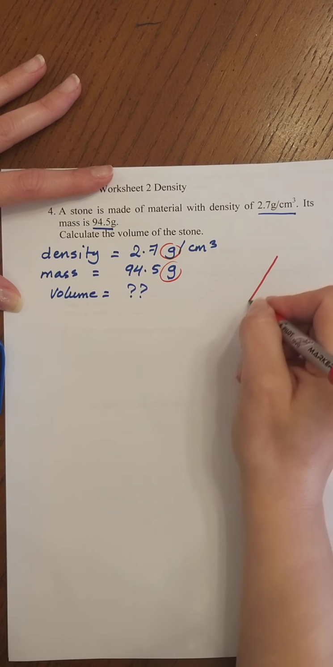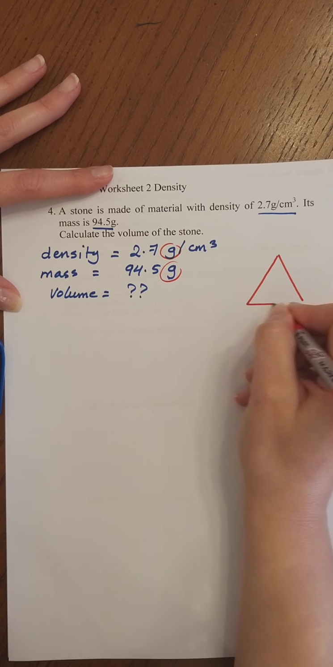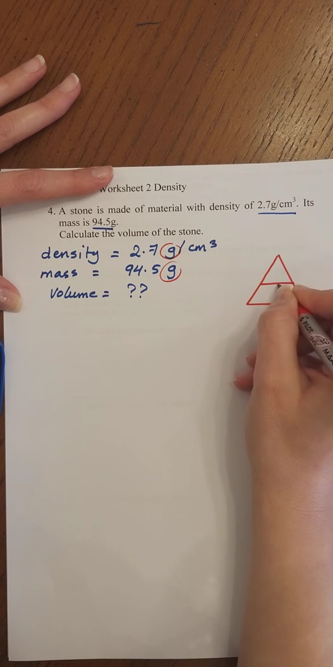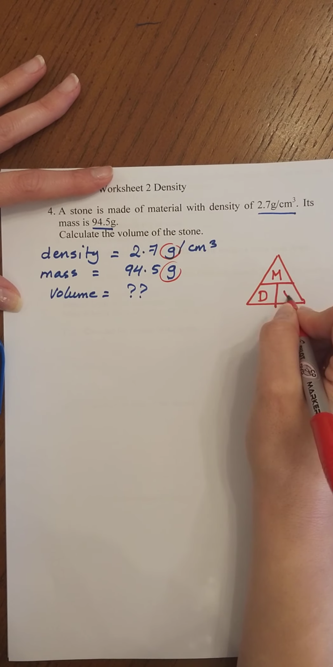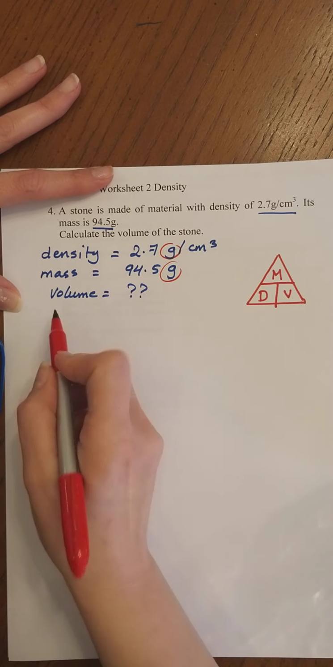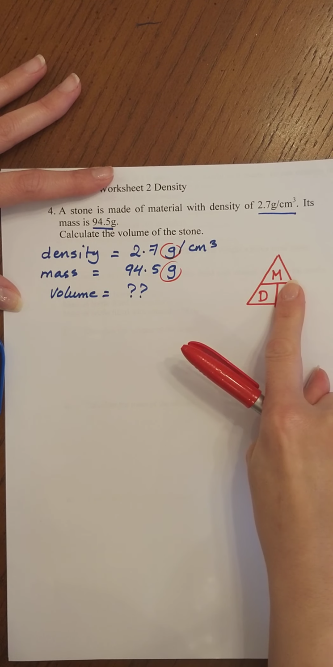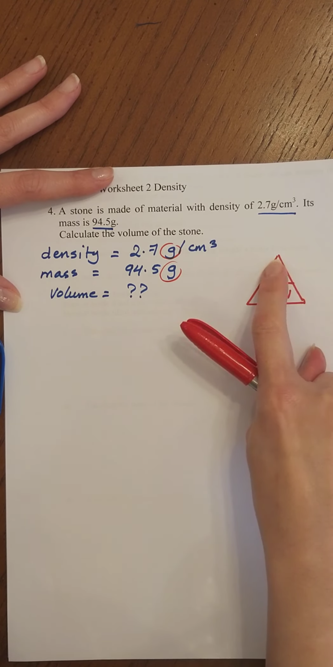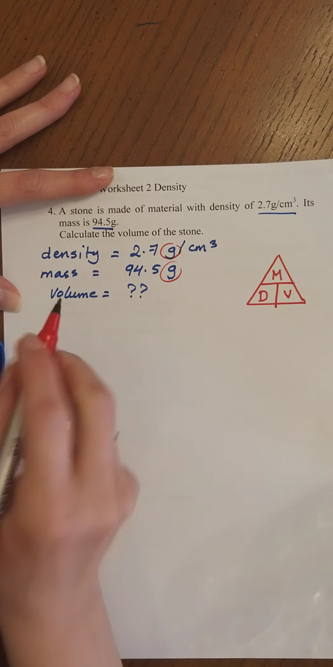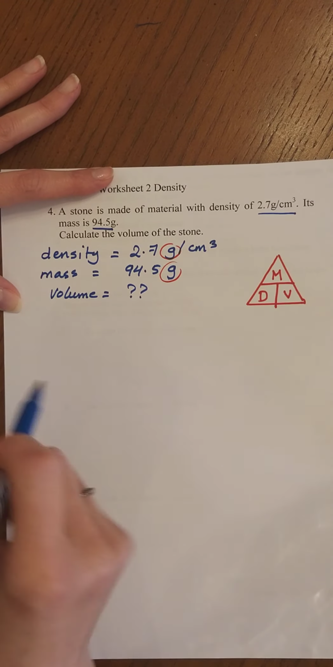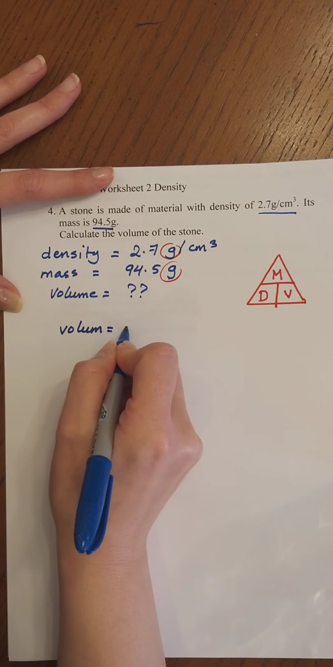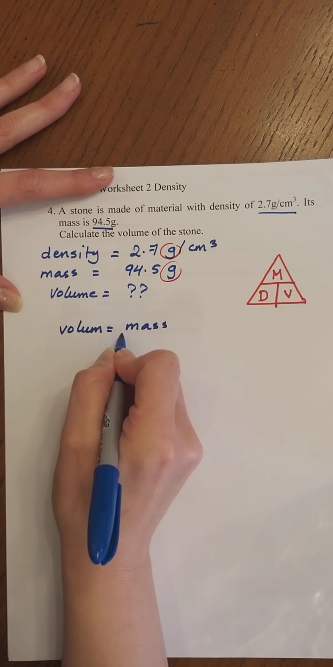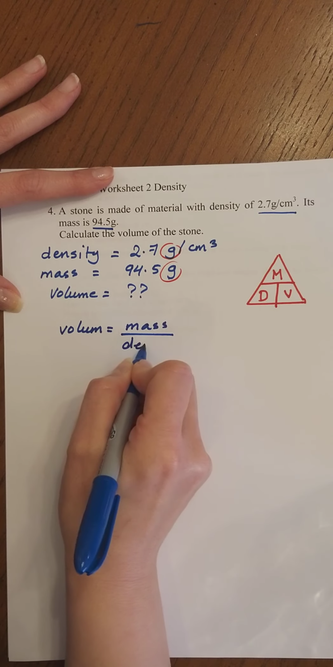We need to rearrange the formula of density. So density equals mass over volume. I need to calculate the volume, so I cover the volume. Now, what I have remaining is mass divided by density. So volume equals mass divided by density.